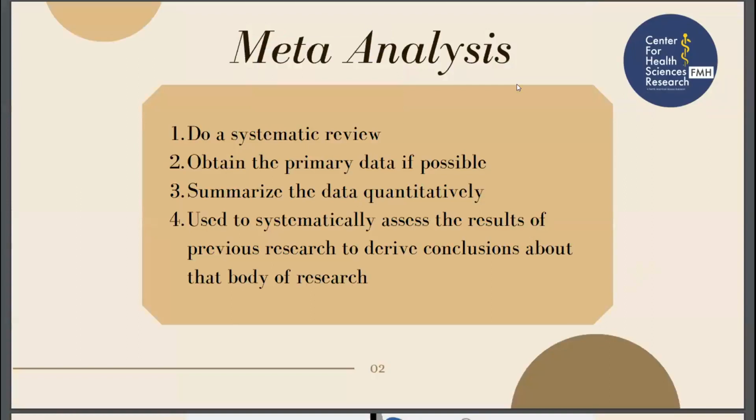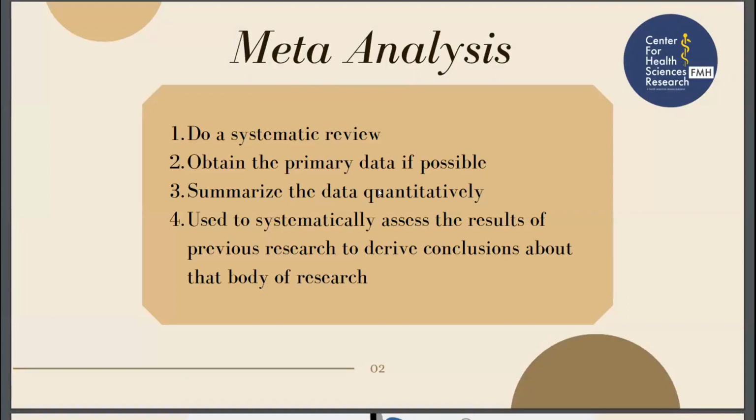So basically, meta-analysis: these are the statistical analysis of a large collection of analysis results from individual studies for the purpose of integrating the findings. But basically, a meta-analysis is again the same thing: we take a systematic review and generate an analysis from it, which we call a meta-analysis. So the first thing is we do a systematic review, and the second thing is we obtain the primary data if possible.